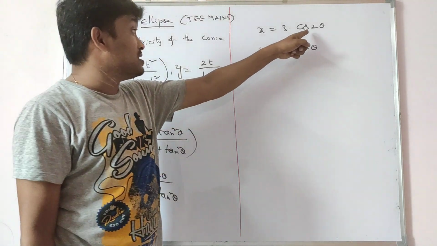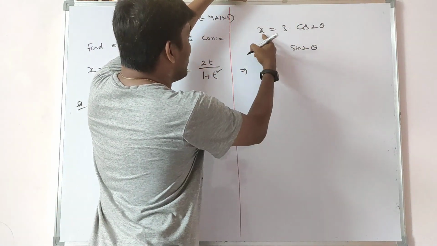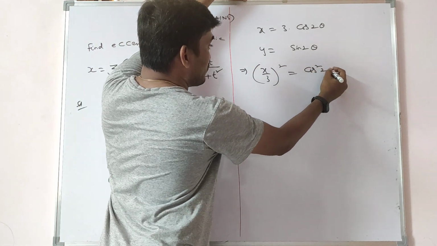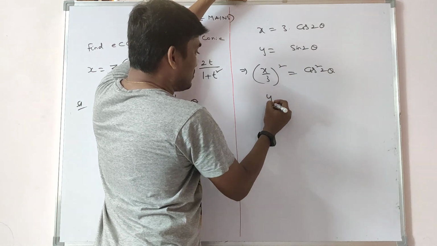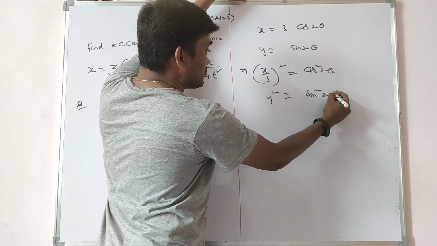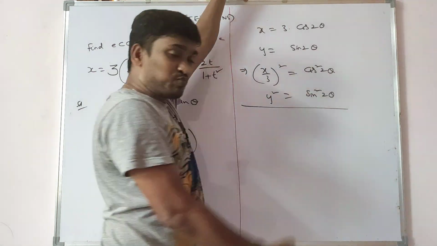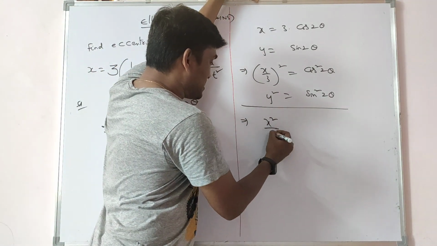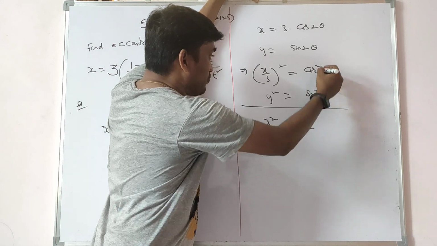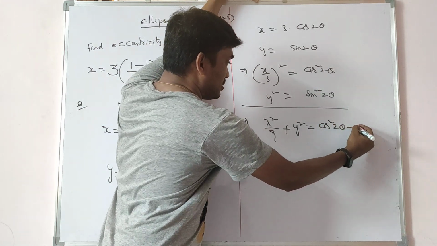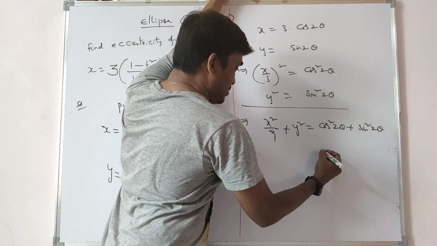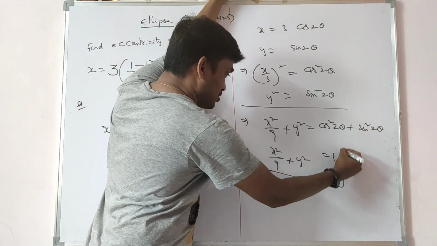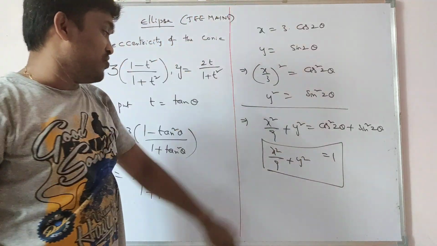So, the eliminating theta concept. What is the case here? Divide with 3, after that squaring on both sides. That is cos square 2 theta. Squaring on both sides, y square is equal to sin square 2 theta. Adding corresponding terms, let us see what is the answer. x square by 9 plus y square is equal to cos square 2 theta plus sin square 2 theta. This value is 1. So this is the required equation.